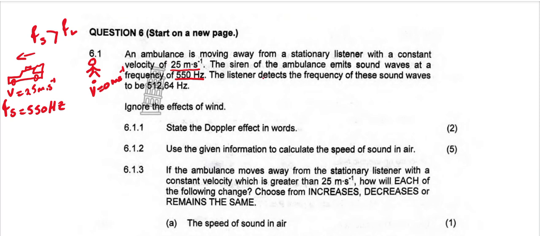The listener detects the frequency of this sound wave to be 512.64 hertz. Now we have the frequency of the listener and the frequency of the source. The frequency of the source must be greater than the frequency of the listener, and indeed 550 is greater than 512. They say ignore the effect of wind.